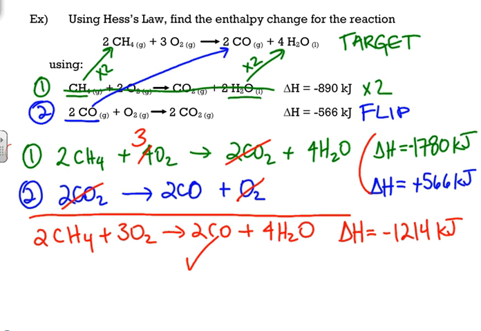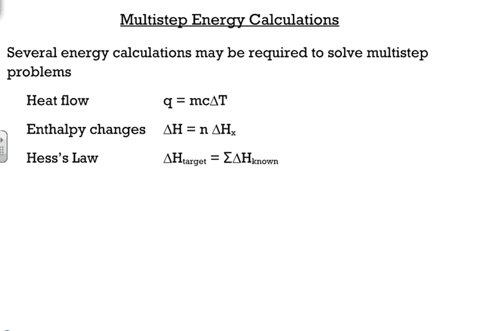So if you get that, we'll do a lot more examples in class, and hopefully that will help you out. One last thing before we stop the video is now you're going to be expected to do some multi-step energy calculations. So that basically means that you might have to do a Q equals MC delta T, an enthalpy change where you're calculating the molar enthalpy, and Hess's Law all in one problem. That's going to be the challenge, is solving those types of problems. So we will go through some examples of that together.